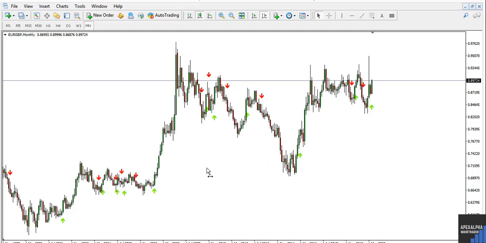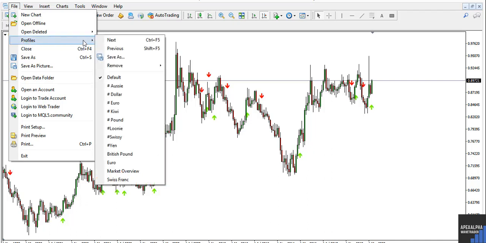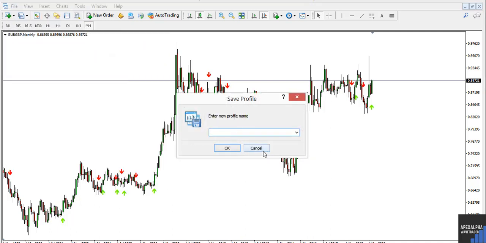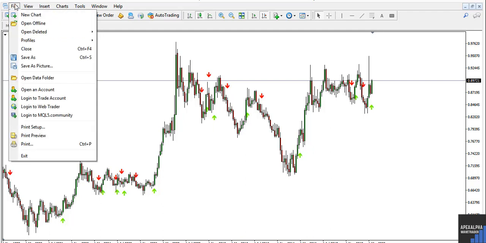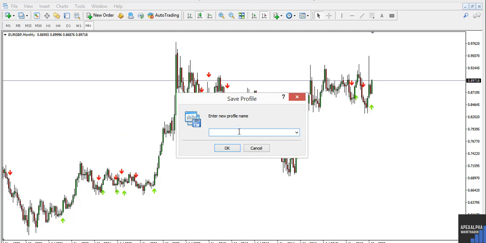Okay, now if you want to create a profile, you go to your file here, you go to profiles. Okay, and you can see here we have next, previous, save as, remove. So whatever profile you are on, all you have to do is arrange it the way you want to arrange it, go to save as, and you can now put in the name of your profile. So it's relatively easy. For instance, now I'm on the euro gbp. If I wanted to make the euro gbp my profile, I just go to file, profile, save as, and then I can just say euro gbp or whatever name I choose. Okay, but that's not what I really wanted to show you guys.